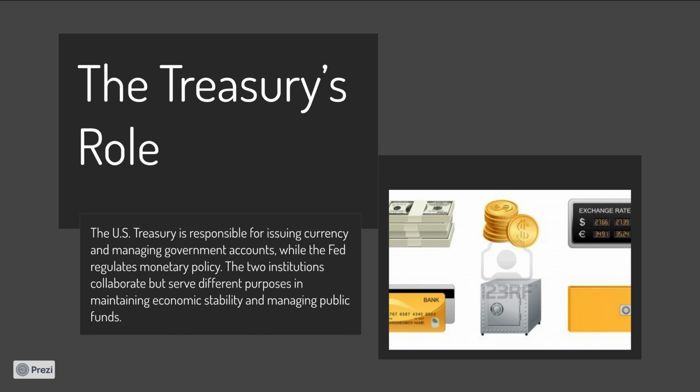So let's talk about the Treasury for just a second. Now, the US Treasury issues currency and manages government accounts, whereas the Federal Reserve regulates monetary policy. These sound similar, but you have to remember that these are two very distinct things. The Federal Reserve is its own separate government-owned entity, whereas the US Treasury is a branch of the government itself. However, both of these can help maintain overall economic stability in the nation.